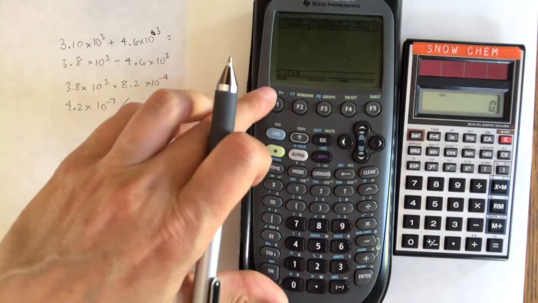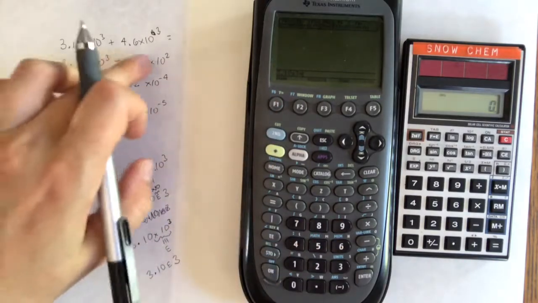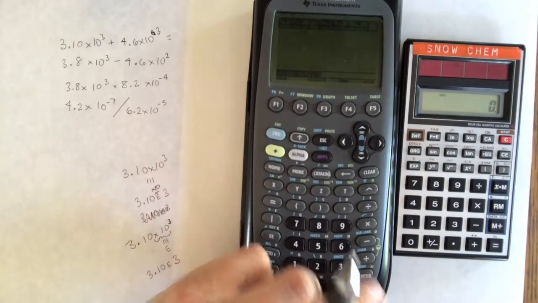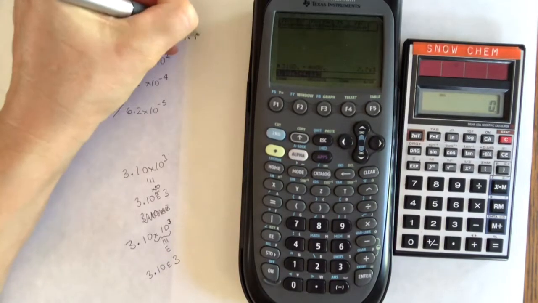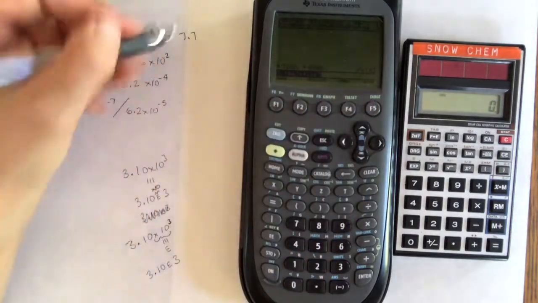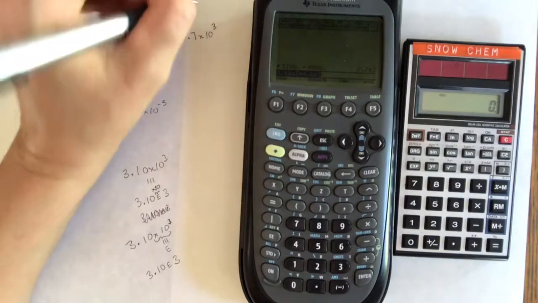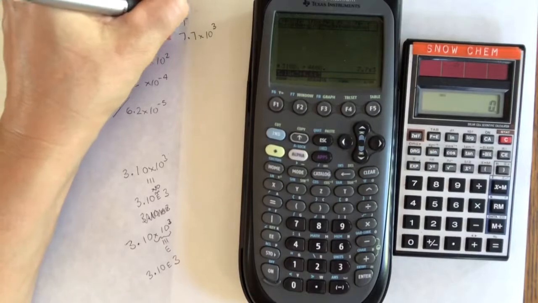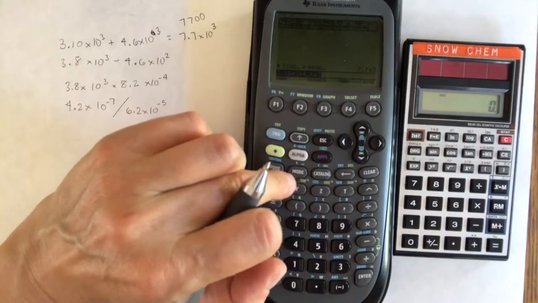So on the calculator we have 3.10 e to the third plus 4.6 e to the third. So this is equal to 7.7. And so the calculator gives you 7.7 e to the third, but you'll want to write your answer as 7.7 times 10 to the third. And then of course this is equal to 7,700, and you can change the mode on this particular calculator.